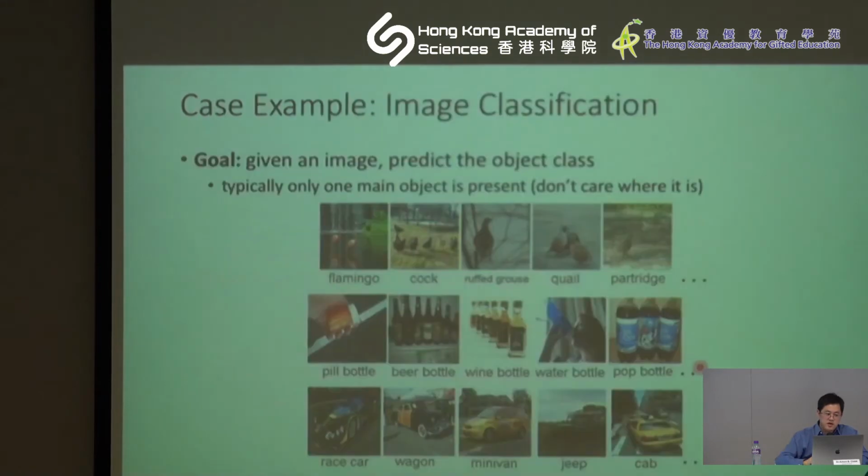First I'll talk about image classification. The goal is, I have an image like this, a little thumbnail, and our goal is to predict what the object in the image is. Typically there's only one main object of interest, and we don't care where it is, we just care about the presence of the object. Here are some examples.